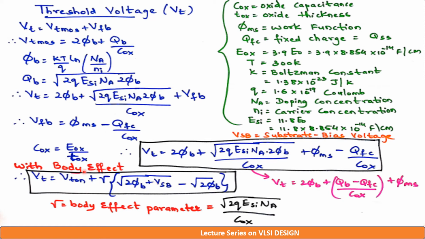And with body effect, the formula of threshold voltage will be Vt equals Vt naught plus gamma, that is the body effect parameter, into square root of 2φB plus Vsb minus square root of 2φB. This body effect parameter will be discussed in the next slide. It will increase the threshold voltage of a MOSFET device, and this body effect occurs if source and bulk are at different potentials.